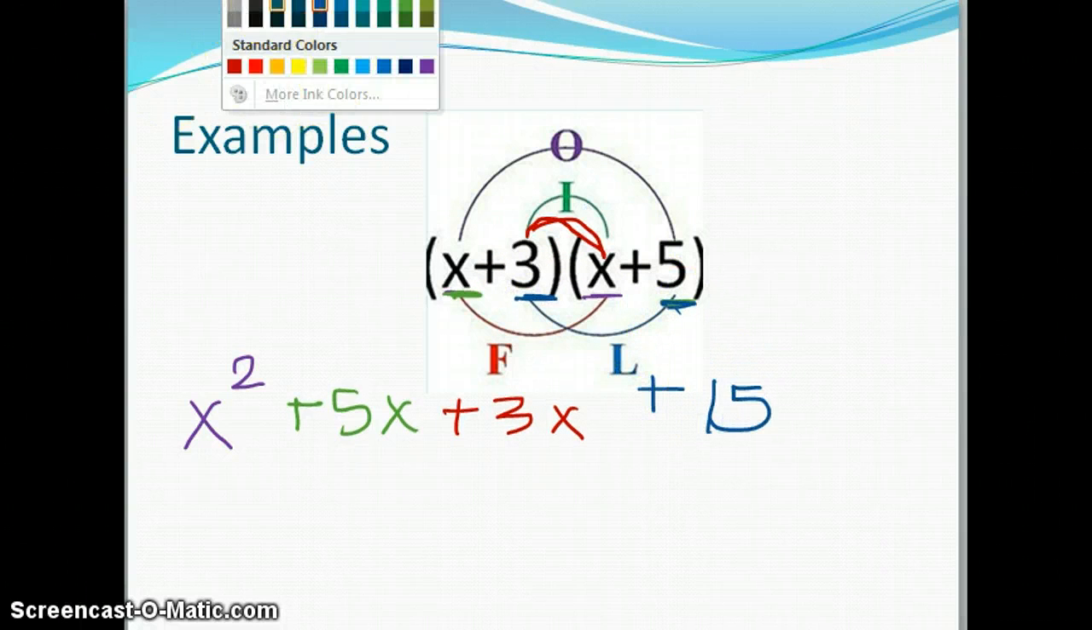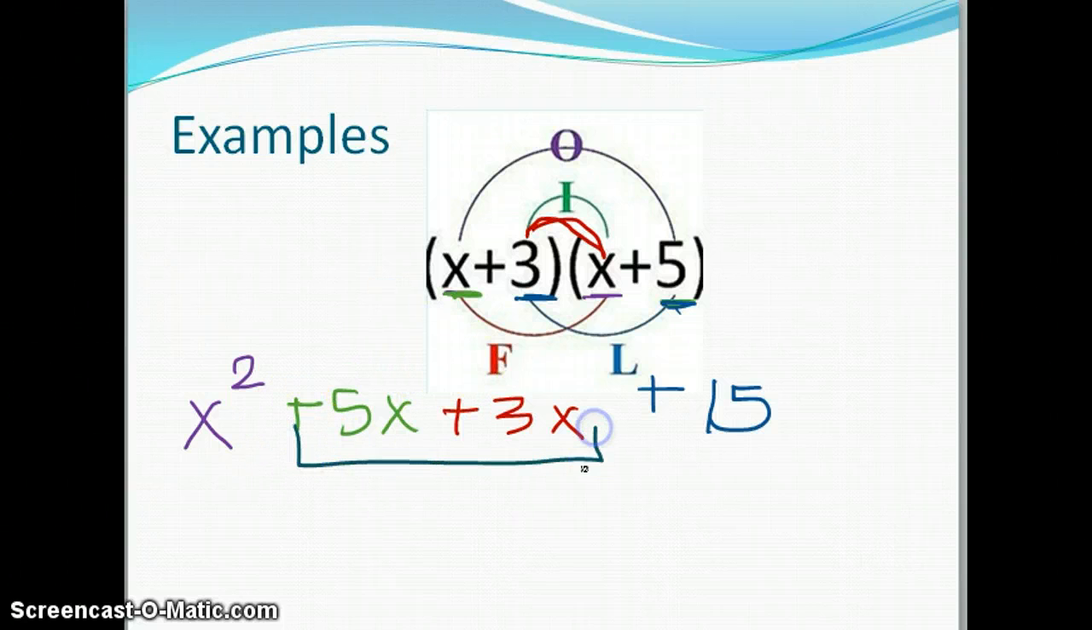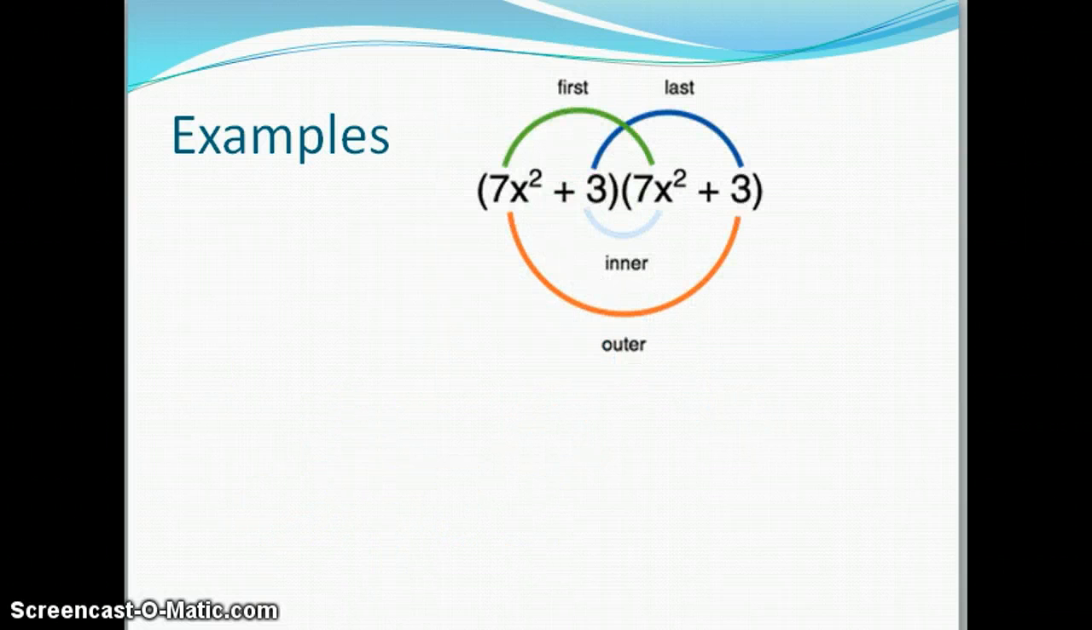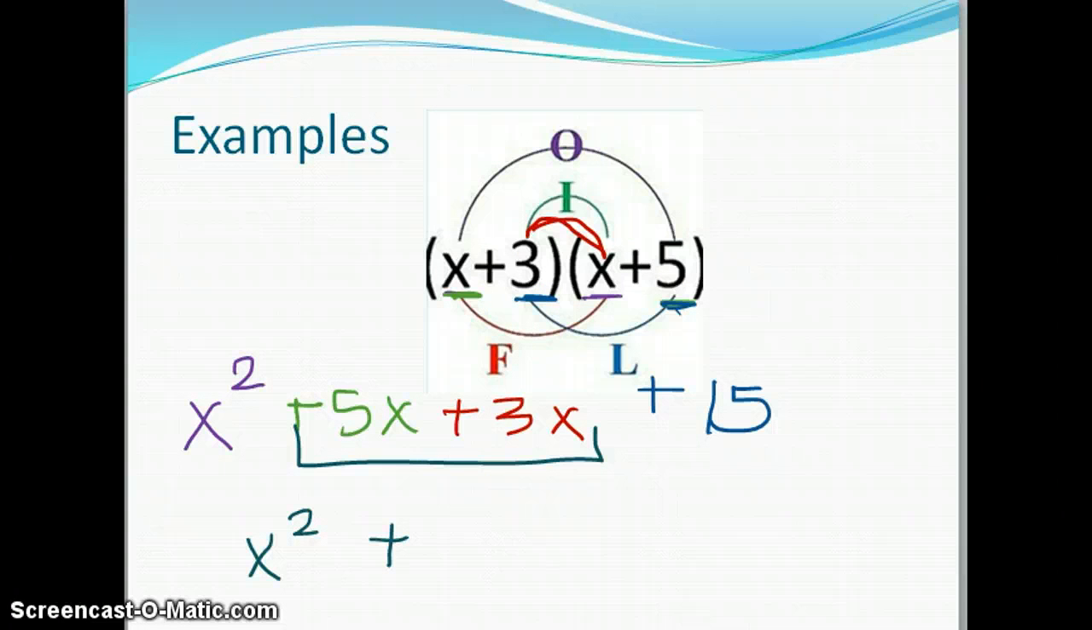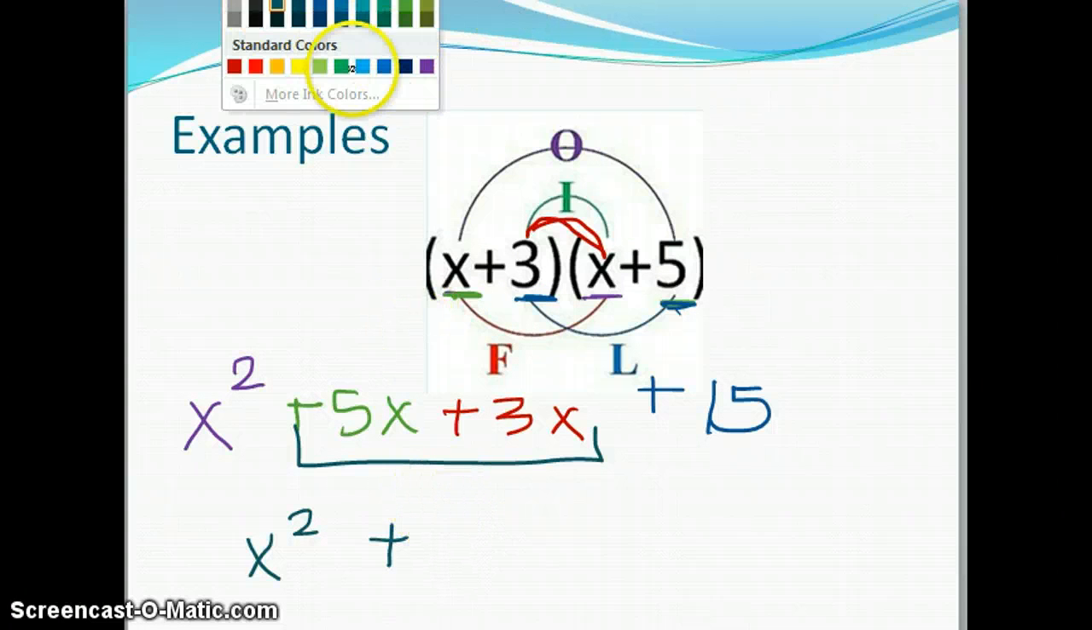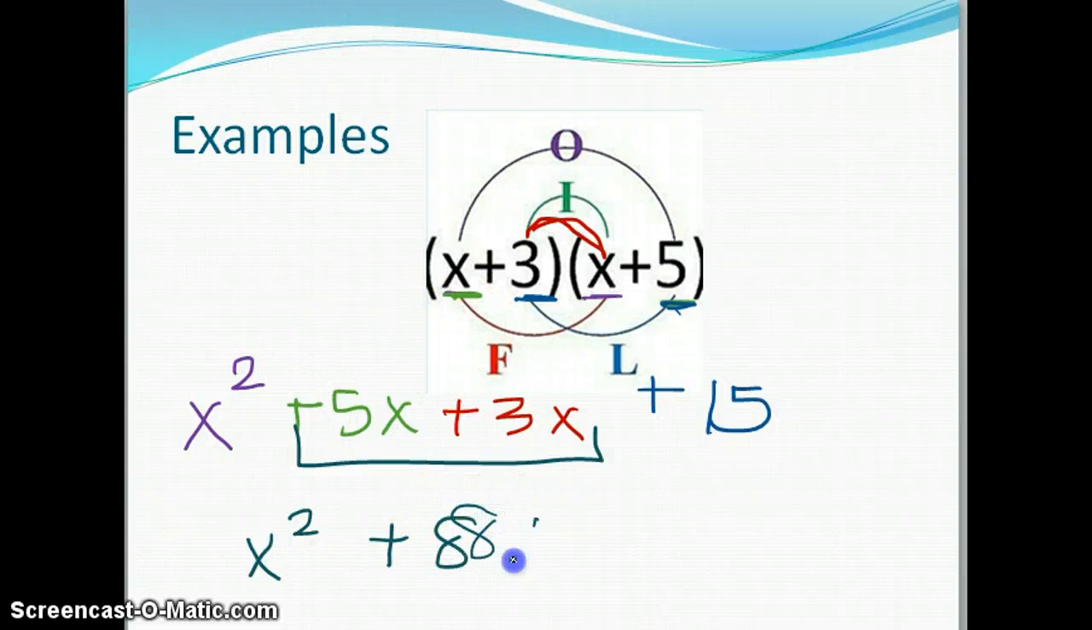Again, you can see that these two will combine. So I get x squared plus 8x plus 15 for my final answer. And that 5x plus 3x is saying that we have 8x altogether.